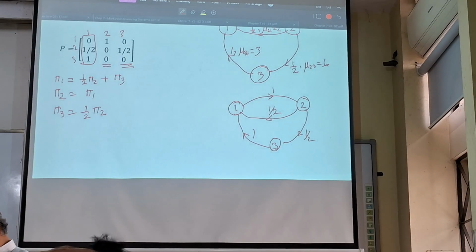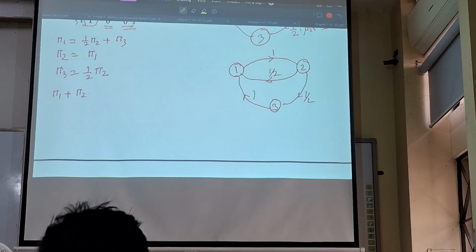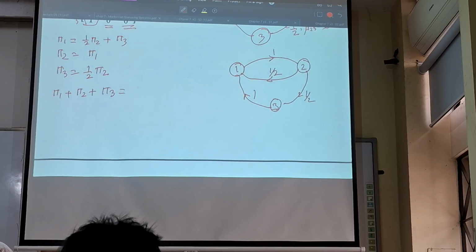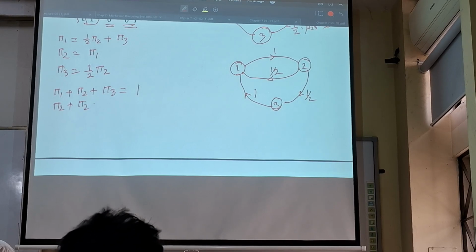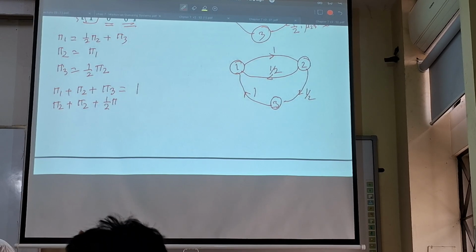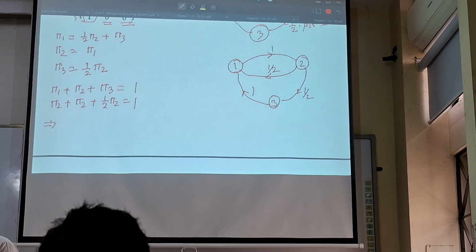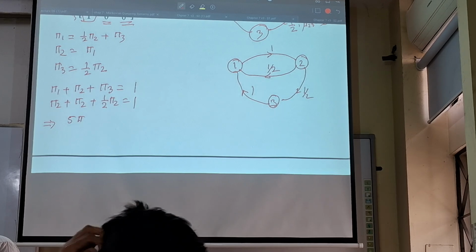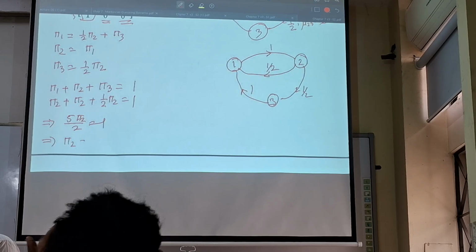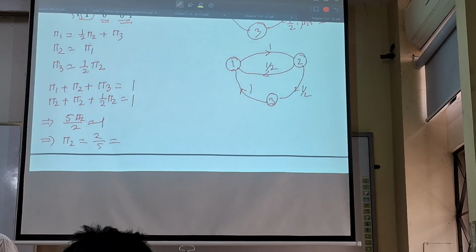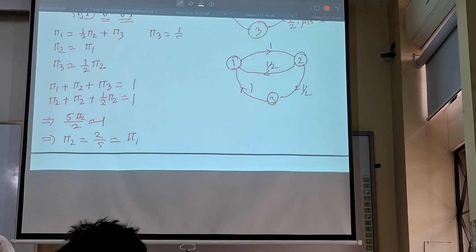finally, the normalization condition says pi 1 plus pi 2 plus pi 3 equal to what? 1. Then pi 1 can be replaced by pi 2, pi 2 remains, and pi 3 can be replaced by half pi 2. Then in the left hand side, how many pi 2s are here? 5 by 2, divided by 2 equal to 1. So pi 2 equal to 2 by 5, equal to pi 1. And so pi 3 equal to 1 by 5.